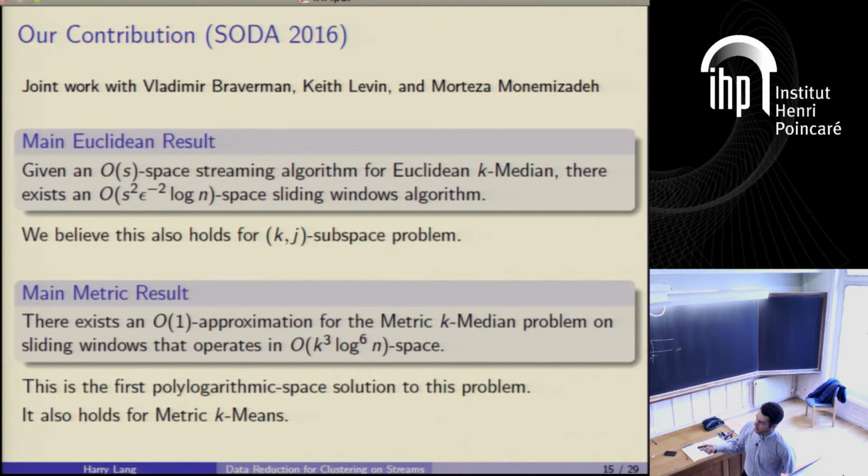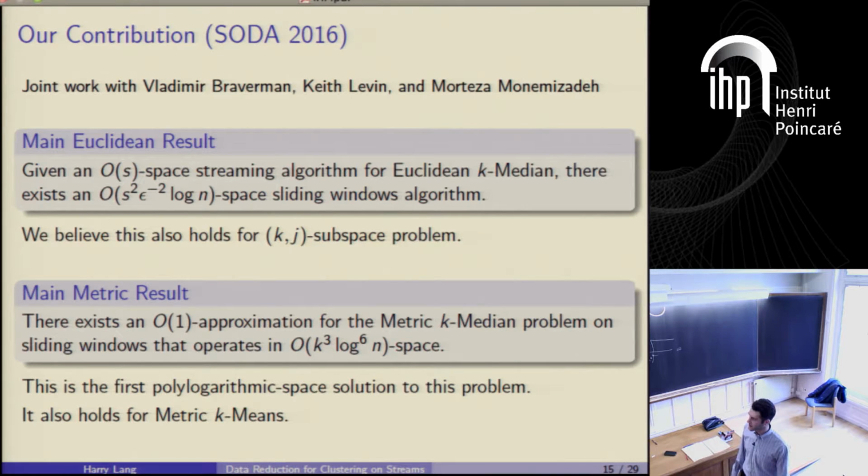So we give: input an order of S space algorithm. This is for the Euclidean case. Just input this algorithm with S space, and we get a sliding windows algorithm in this space. We didn't have time before the deadline to go through the proof for the KJ subspace, but there doesn't seem to be any problem to generalize this, so it is expected to work for the KJ subspace problem as well.